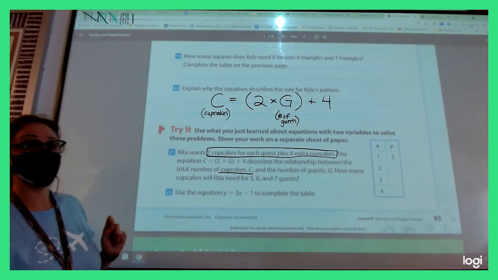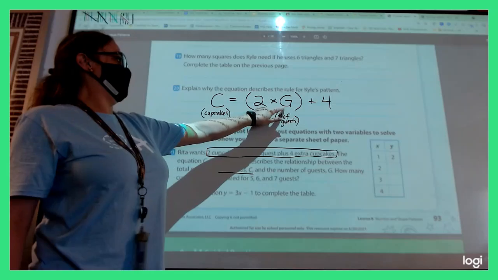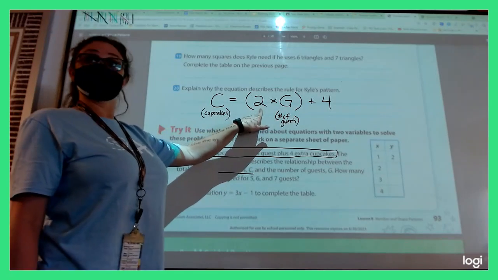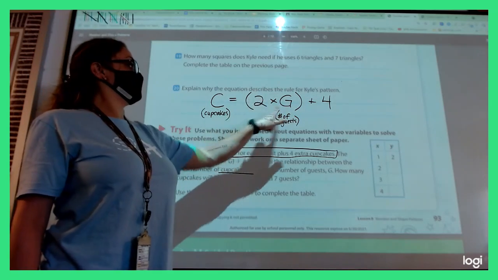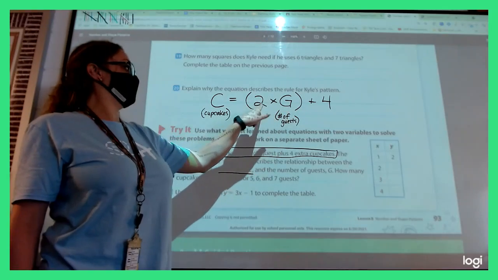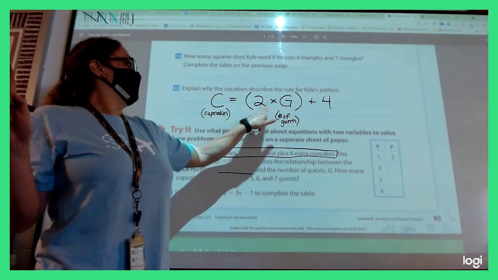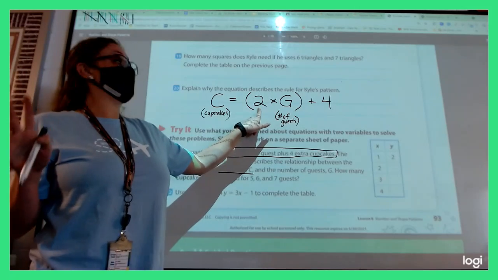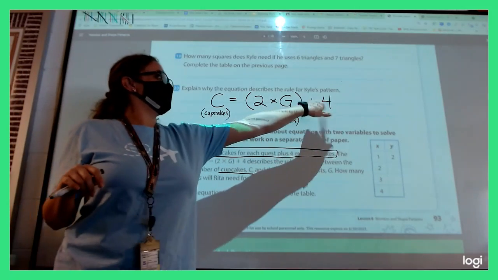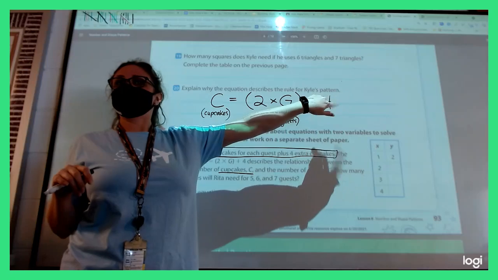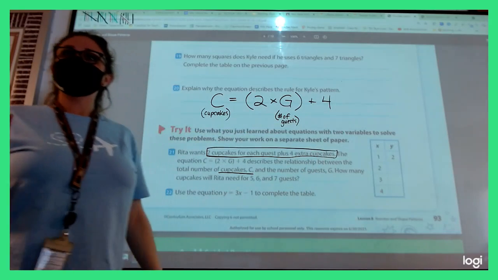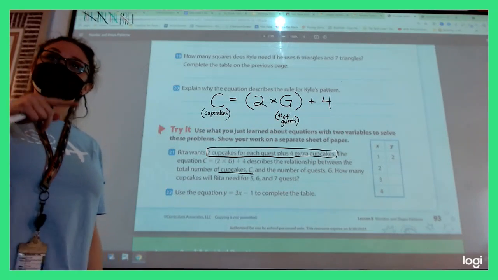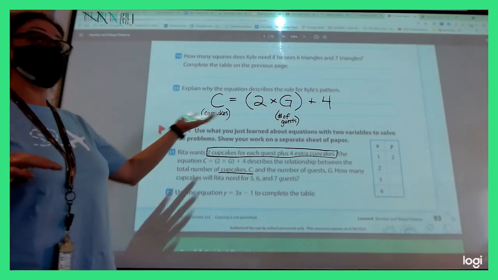So now, here's how we make sense of it. Every guest that comes gets 2 cupcakes. So this part makes sense, right? If I have 1 guest, they get 2 cupcakes. If I had 2 guests times 2, I'd have 4 cupcakes. So every guest gets 2. What's this extra plus 4 business hanging out at the end? Abby? Extra cupcakes. She wanted those 4 extras just to have. So that is how this will work.